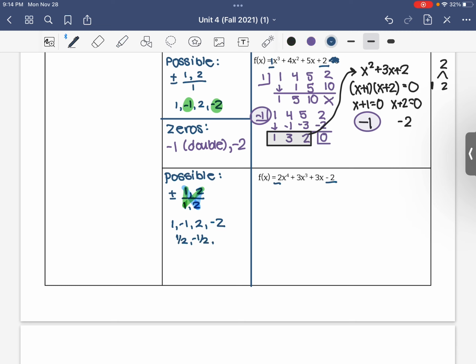2, 3, 0, 3, negative 2. Drop the first one down. Times negative 1 is negative 2. Plus 3 is 1. Times negative 1 is negative 1. 0 minus 1 is negative 1. Negative 1 times negative 1 is 1. Plus 3 is 4. 4 times negative 1 is negative 4, and I don't get 0 again. So this time I've got to keep going. Now I'm going to try 2.